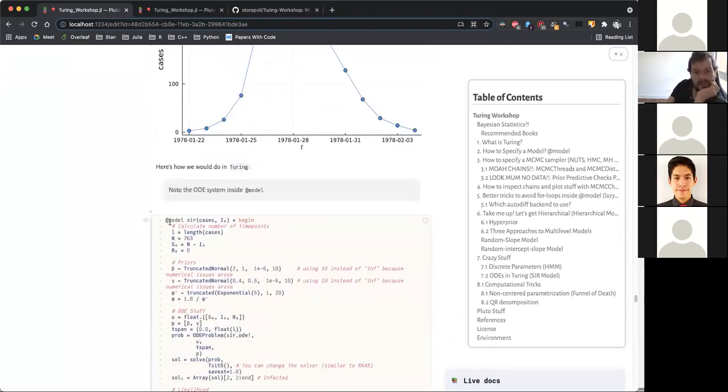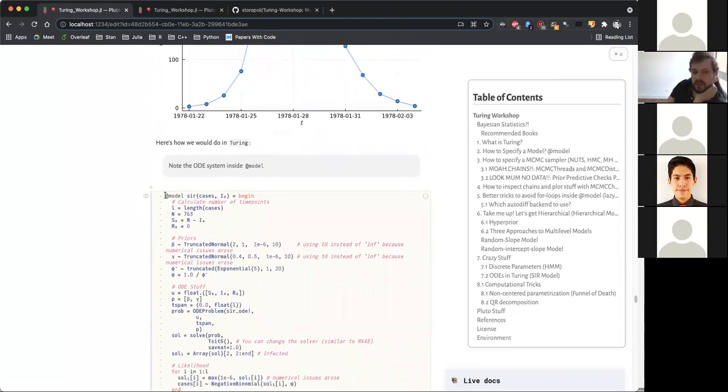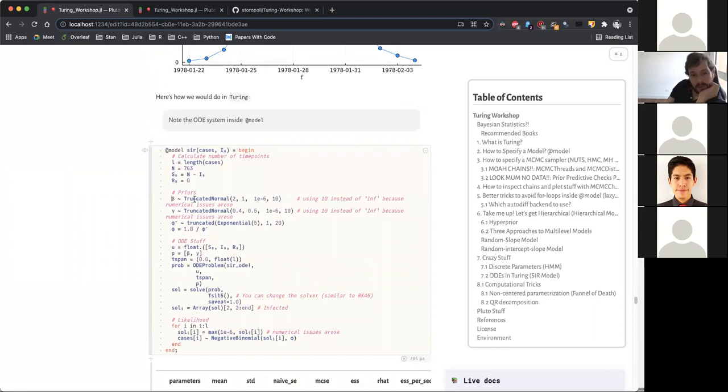And this is how we would do an ODE in Turing. So we would provide the cases and the number of infected in day 0. And then we have a beta, a truncated normal. I'm using Turing's efficient truncated normal, with mean 2, standard deviation of 1, and I truncated it to be a little bit positive and 10. I'm using 10 instead of infinity because I had numerical issues.